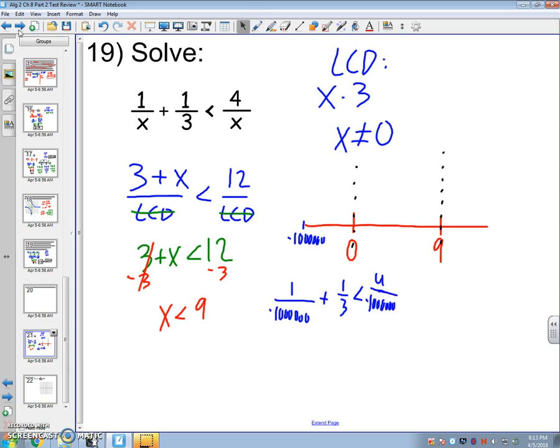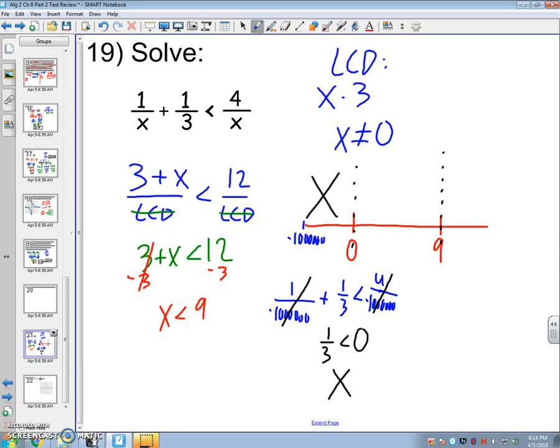Alright, so with number sense, 1 over -1,000,000 is a very tiny number. It's really close to 0. I mean, technically it is 0, so I'm just going to ignore it. So the left side is 1/3. The right side, 4 over -1,000,000. Again, when you divide 4 into 1,000,000 pieces, it's so tiny, it's almost nothing. It's basically 0. So is 1/3 smaller than 0? The answer is no.